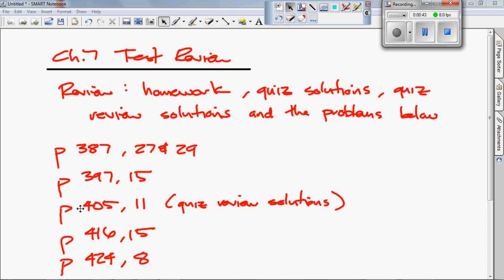Note that I will not be working through the solution for problem 11 on page 405 because that problem has already been worked through in the quiz review solutions. Not the quiz solutions, but the review for the quiz. We actually went over page 405, problem number 11. So let's get started with page 387.